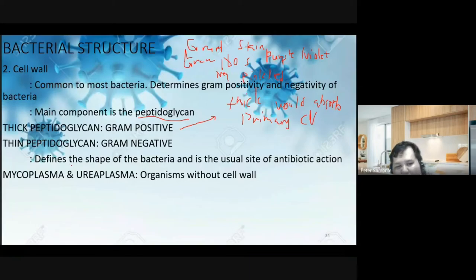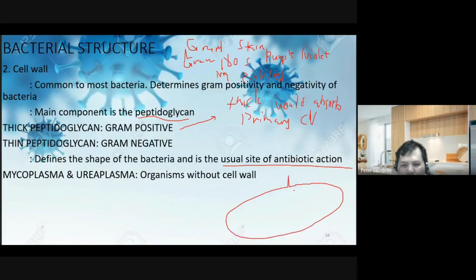Then your cell wall, class, would define the shape of the bacteria and is the usual site of antibiotic action. Class, I want to hear your ideas. Of all the many parts of bacteria, why is the cell wall the site of antibiotic action? Why this cell wall? What is it about the cell wall? Any ideas? Come on.